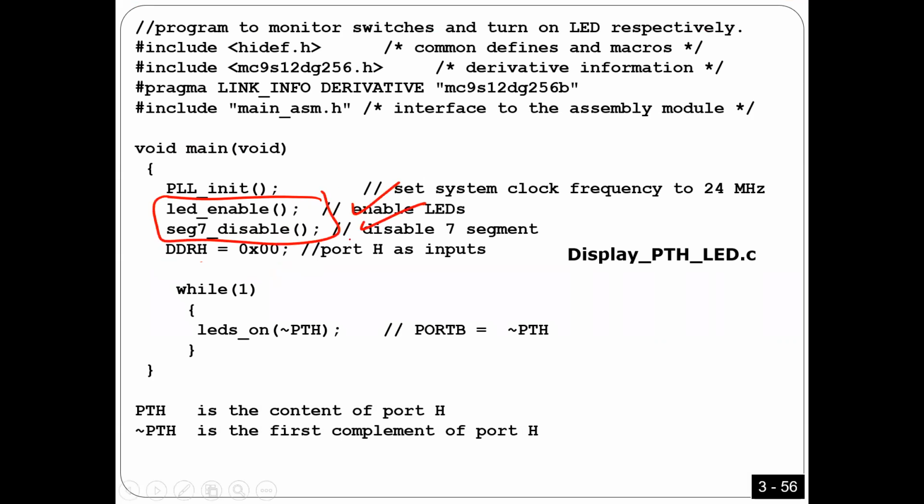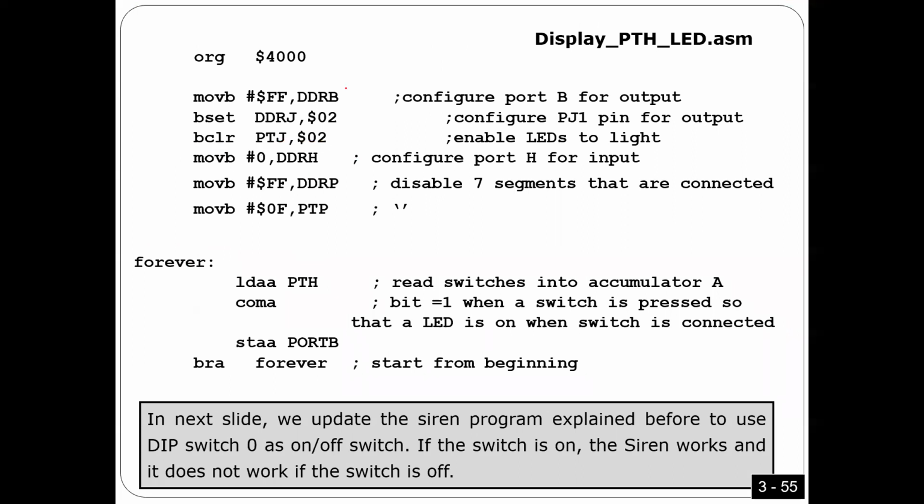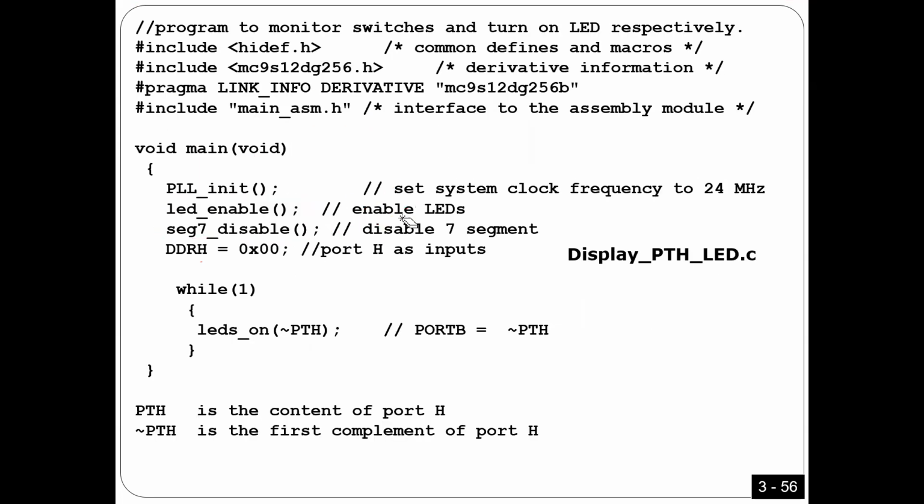As I explained last time, you can use these two functions in order to initialize the LEDs, or instead of these two functions, you can use all these instructions, the equivalent C of the assembly instructions, as I explained before. So you can use whatever you like. These two functions initialize the LEDs because I'm going to use the LEDs, and this one configures port H as input.